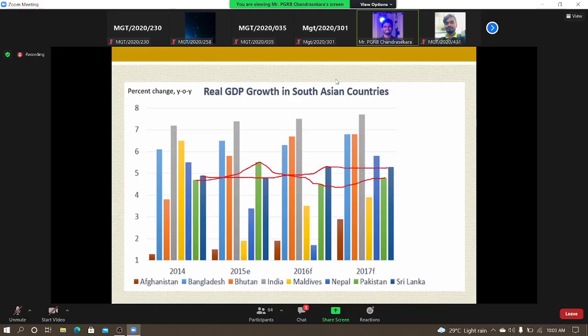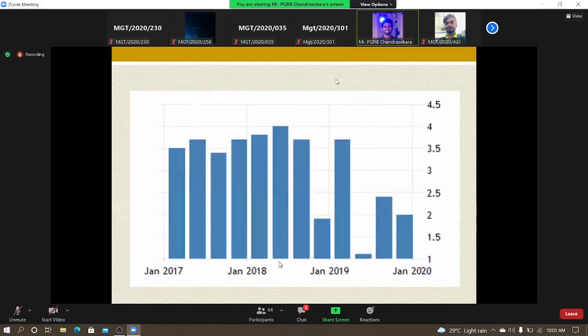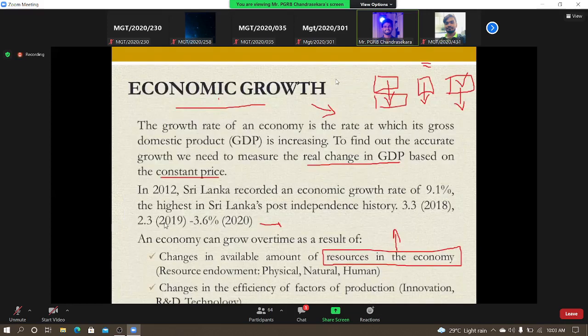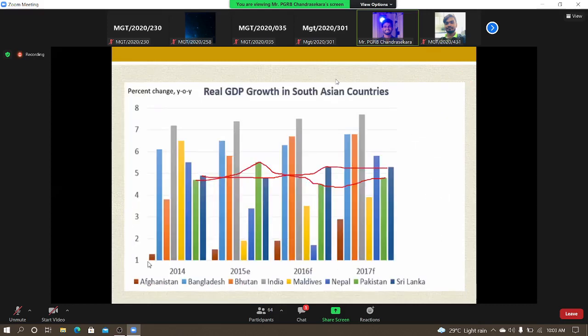see, stable, but after 2017, 3.3, 2.3, minus 3.6. Likewise, so you can compare with the South Asian countries.